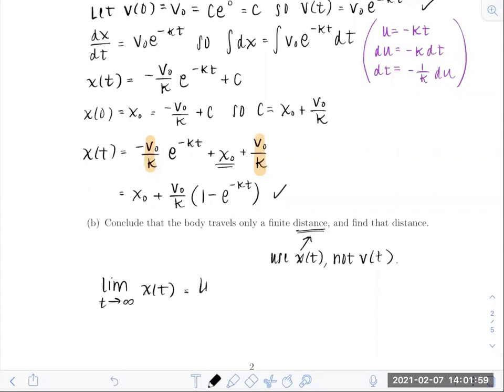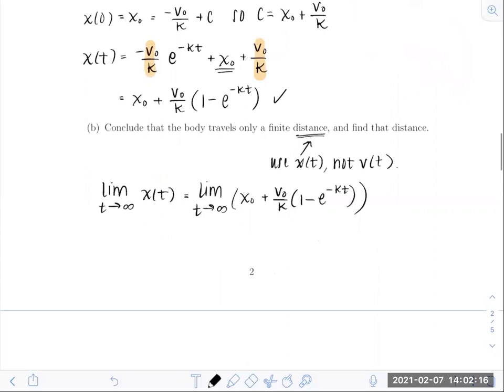So let's go ahead and substitute what we found for x of t. That was x naught plus v naught over k, 1 minus e to the negative kt. All right, now here remember k is a positive constant. So e to the negative kt looks like e to the negative t.